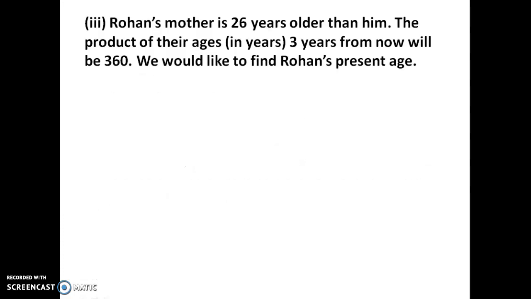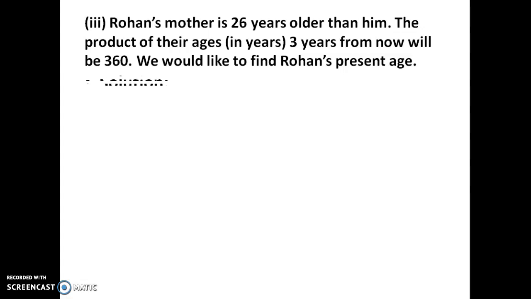Next subdivision. Rohan's mother is 26 years older than him. The product of their ages in years 3 years from now will be 360. We would like to find Rohan's present age. So Rohan and Rohan's mother is there. Rohan's mother's age is 26 years older than him. The product of their ages from now, that is after 3 years, will be 360.